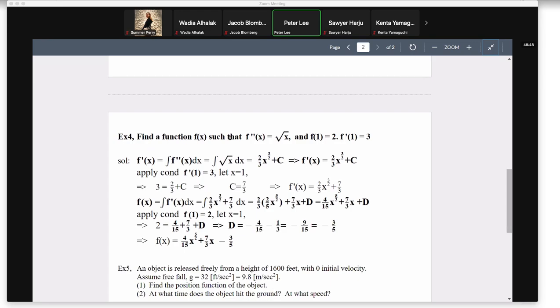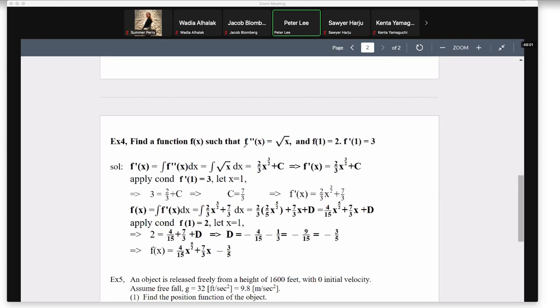Find the function f of x such that f double prime of x equals 4x, and f of 1 equals 2, and f prime of 1 is equal to 3. So now we have a derivative condition right here, and then we have f of 1 is equal to 2.